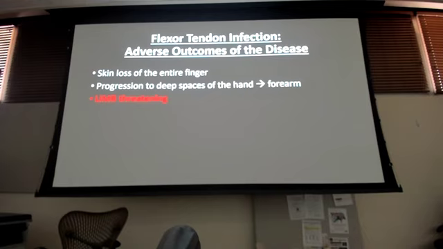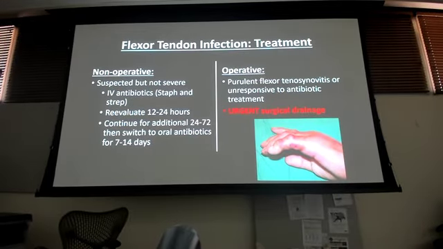Can it progress from the finger to the palm, to the wrist, and then up the forearm? Yes. And it can happen very quickly at a certain point. So you need to get someone involved as soon as you make the diagnosis and your Kanavel signs are present. All right? So why would you do non-operative management of this if you say it's bad?